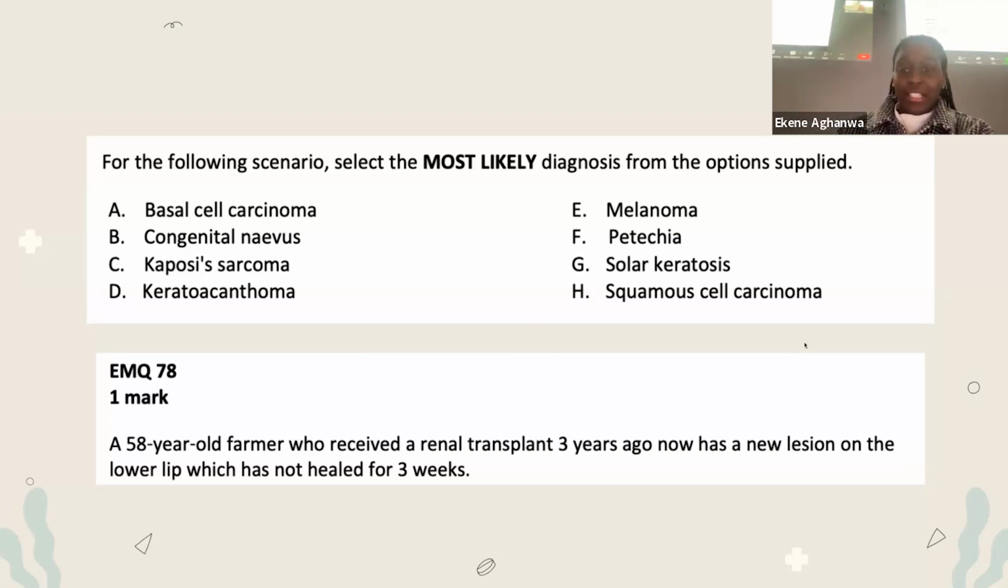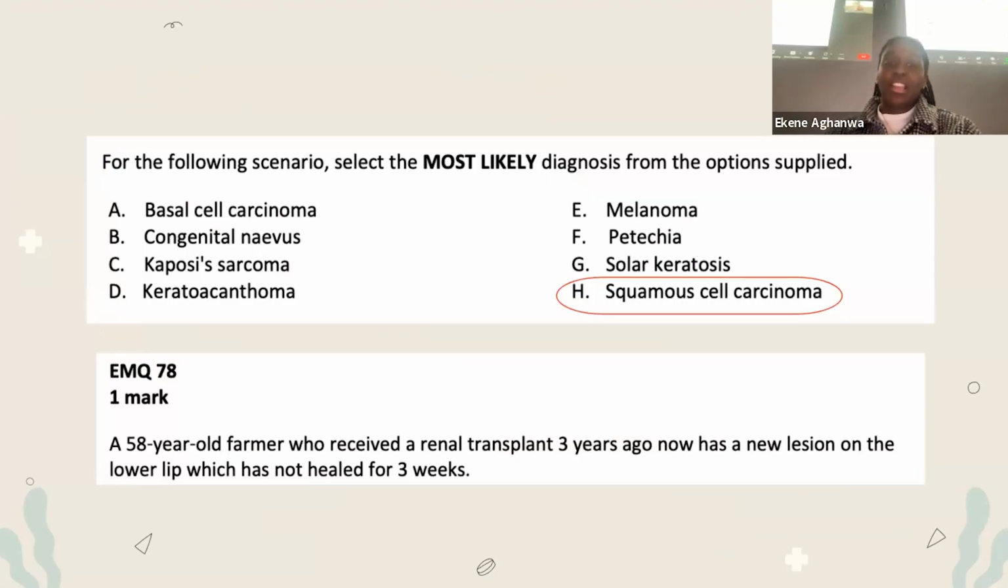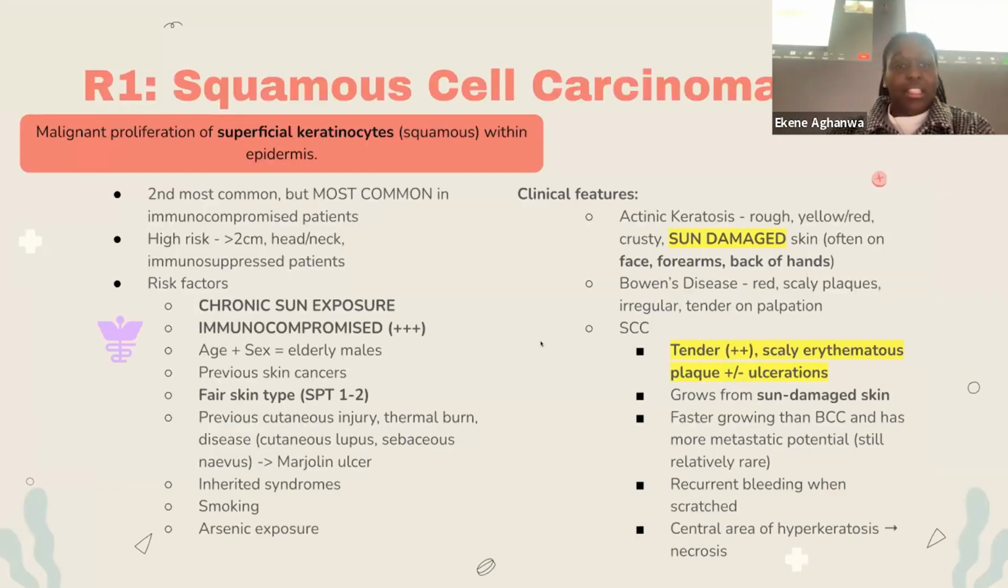So the answer, it's a bit more vague, but the answer is an SCC in this case. And we'll talk about it more. SCCs are malignant proliferation of superficial keratinocytes within the epidermis. They're the second most common skin malignancy, but they're the most common in immunocompromised patients. So if we go back to the question, the fact that this man had received a renal transplant was alluding to the fact that he's probably immunosuppressed because he's taking immunosuppressants for his new kidney. I think that was one thing alluding to SCC.